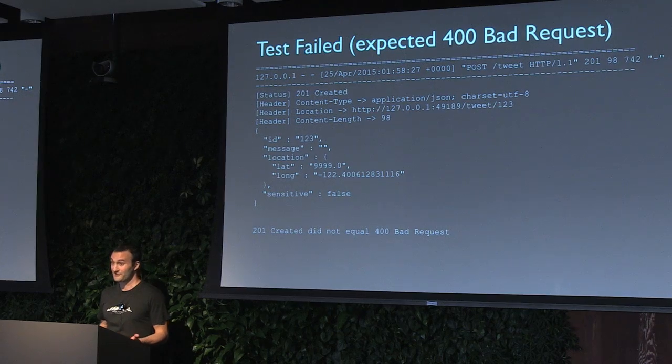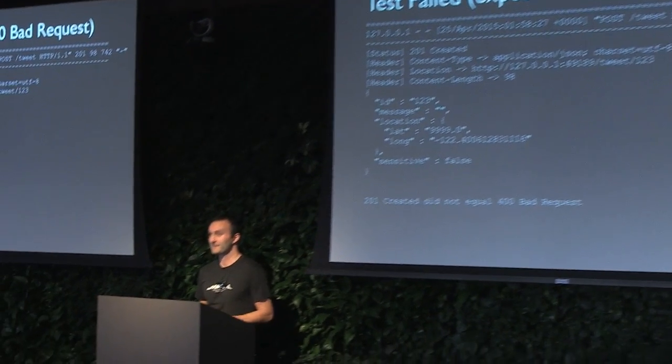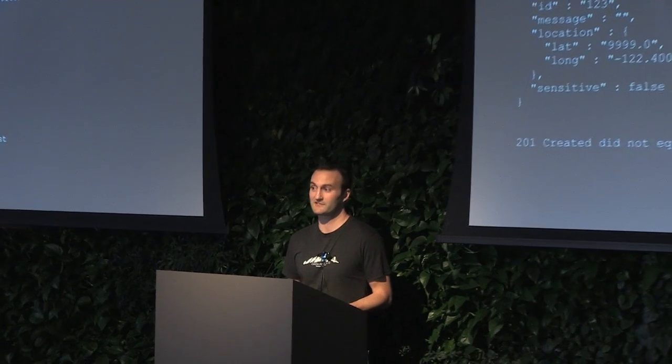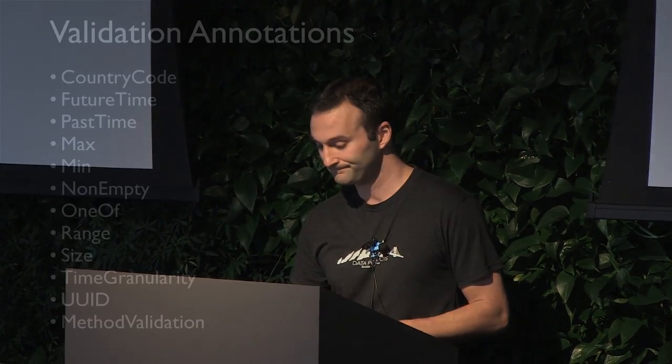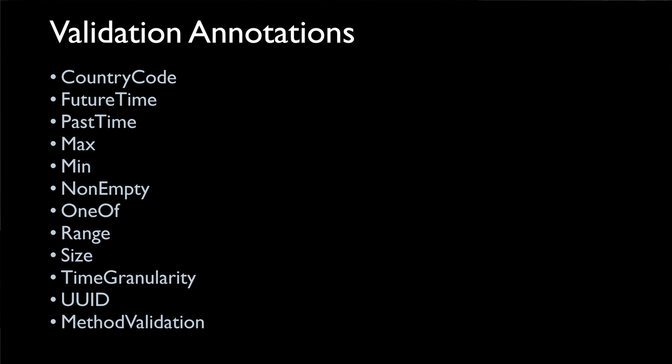So if we want Finatra to be able to return a bad request in this case, we have to add some additional hints that indicate what type of values are valid. And for this, we use a new Finatra V2 feature called validation annotations. Out of the box, Finatra comes with the following validation annotations, and it's easy to create your own.